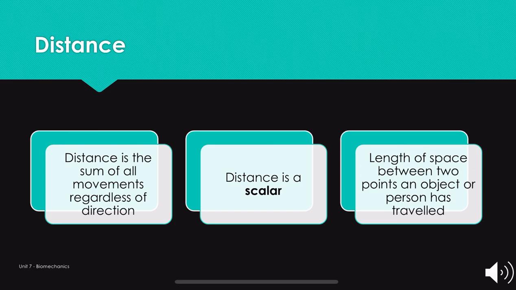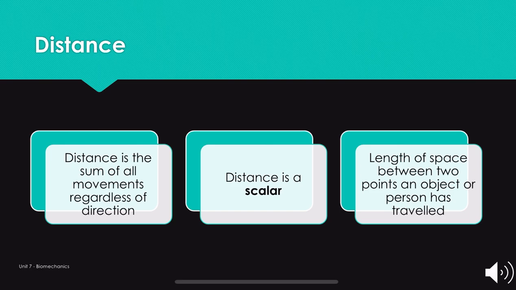Displacement. Displacement is the change in position of a body or object during a time interval and is the straight line distance from start A to the final point B in a particular direction. It is different to distance as it doesn't take the route of the object or person. It simply goes from the first point where it started to the point where it finishes.